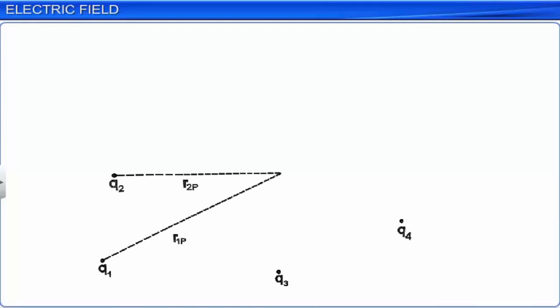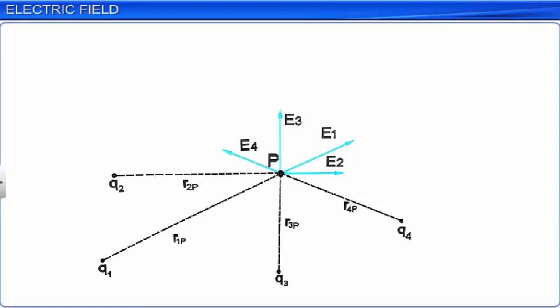Consider a region consisting of point charges Q1, Q2, Q3, Q4, and so on in air, or a vacuum with position vectors r1, r2, r3, and so on relative to the origin O. Let P be a point in this region. The net electric field strength E at point P is the superposition of all the electric field strengths E1, E2, E3, E4, and so on due to the individual charges. The net electric field strength E at point P will be equal to the vector sum of all the electric field strengths E1, E2, E3, E4, and so on.